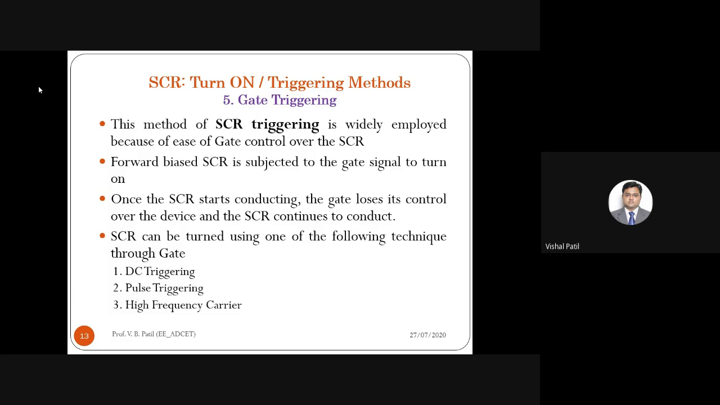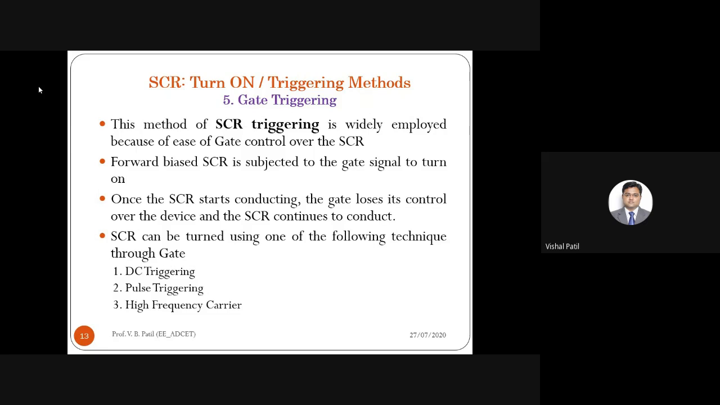SCR can be turned on using one of the following techniques through gate: DC triggering, pulse triggering, and high frequency carrier. Okay, so this method of SCR triggering is widely employed because of ease of gate control over the SCR. कारण आपण इझिली SCR ला टर्न ऑन करू शकतो गेटचा यूज करून, आणि तेच त्याचं पर्पज आहे. जर टर्मिनल अवेलेबल असेल तर टर्न ऑन करण्यासाठी, तर आपण तो काय यूज करायचा नाही, आपण करू शकतो. आणि इफिशियंट मेथड आहे ती टर्न ऑन करायची, की ज्याच्यामध्ये आपल्याला कंट्रोल्ड टर्न ऑन मिळतंय, शिवाय डॅमेज होत नाही डिव्हाइस, आणि त्याचं प्रोग्रामिंग पॉसिबल आहे.